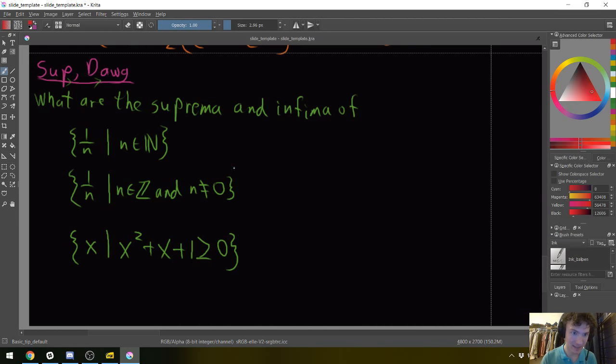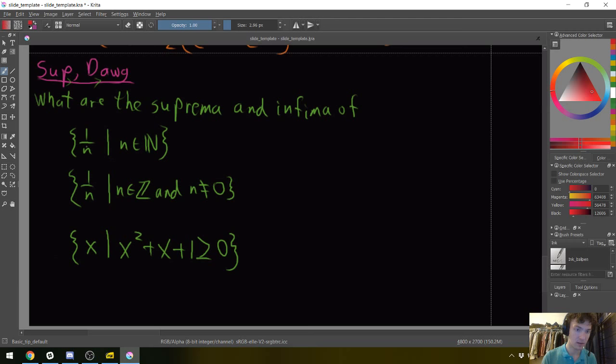Okay, let's do some quick practice with suprema and infima. Remember, the supremum is the lowest upper bound, so you think about the space of all upper bounds and take the smallest. For the infimum, you think of the space of all lower bounds and take the largest. So for each of these sets, we want to think about, do the supremum and infimum exist? If so, what is it?